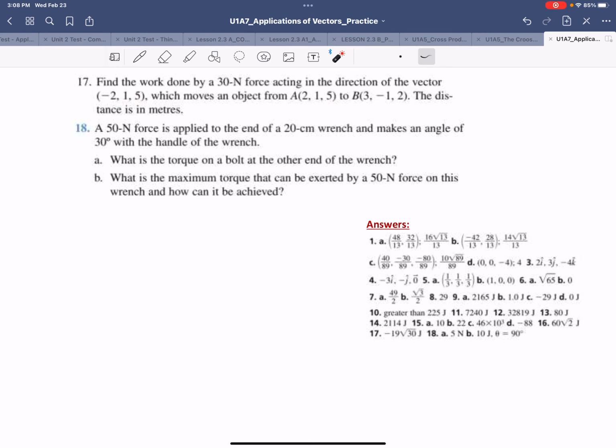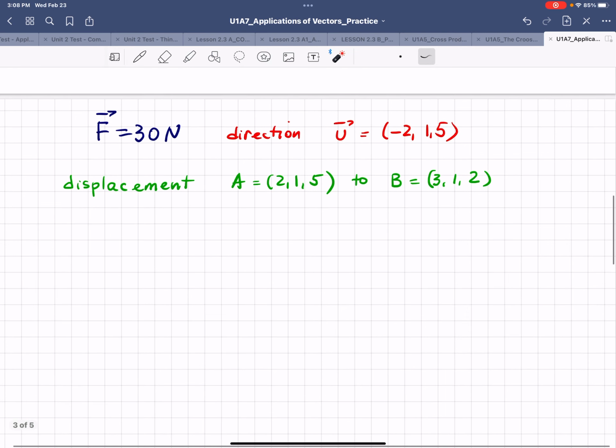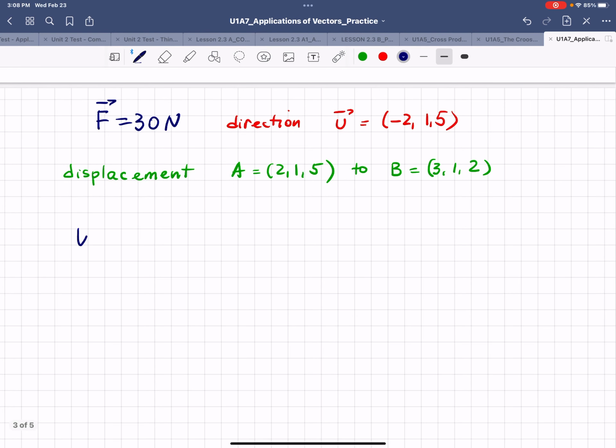We need to know the work done, which means that we're starting with the work formula. So we know that work is given as the dot product of force and displacement. To find the dot product, we have the algebraic product of the two vectors, which means we need to express both force and displacement in vector form. So we're going to start off with the force. All we know about it is that the magnitude is 30 newtons, and very importantly, the direction of it will follow the direction of vector u.